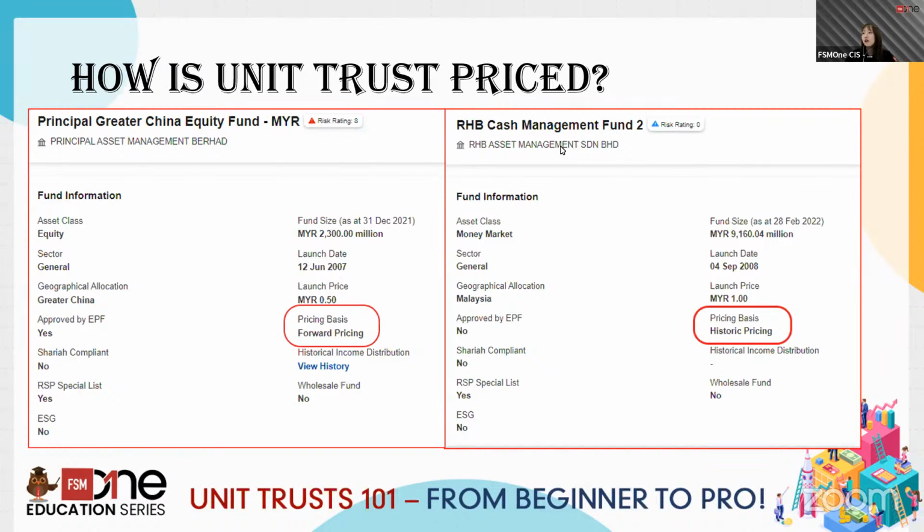And on our right hand side is RHB Cash Management Fund 2, whereby the pricing basis is historic pricing. So whenever investors buy into RHB Cash Management Fund 2, they will know the price they are buying or selling.